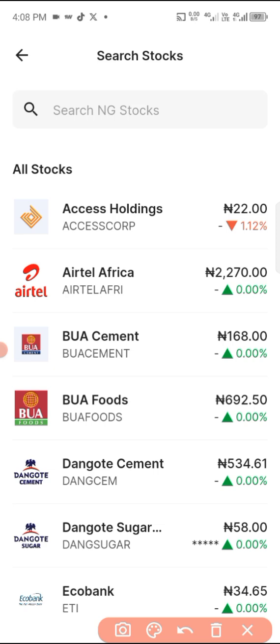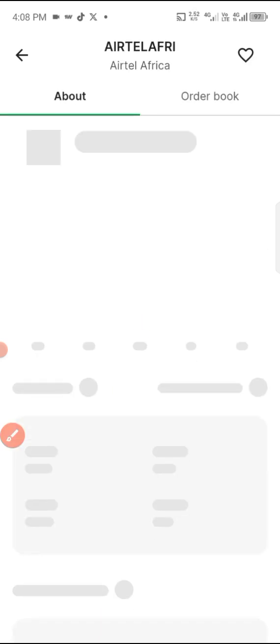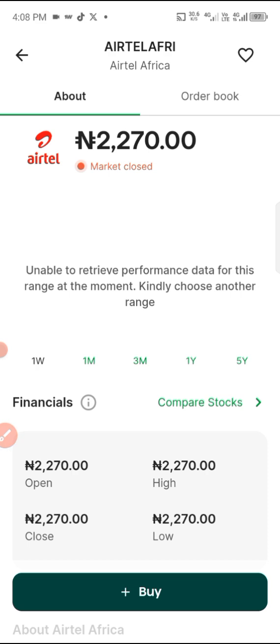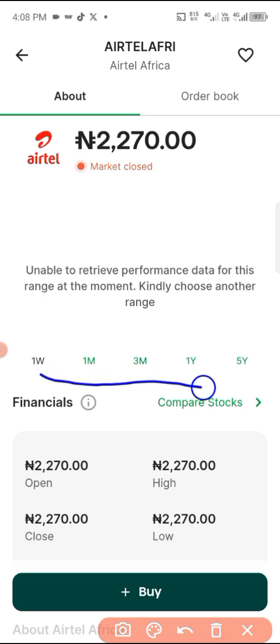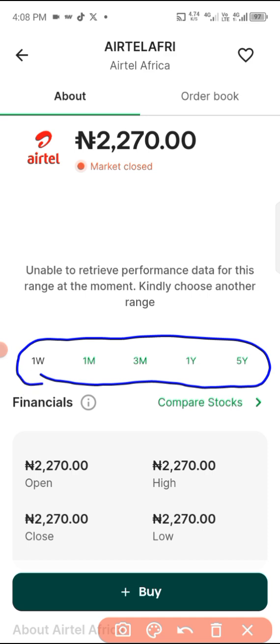Now, this is what you do. We're mentioning Airtel Africa here. So you come down to this point, you click on it. Okay, once you click on it, there are some things that you need to look into. One of those things is this. You use this point here to do your personal analysis.